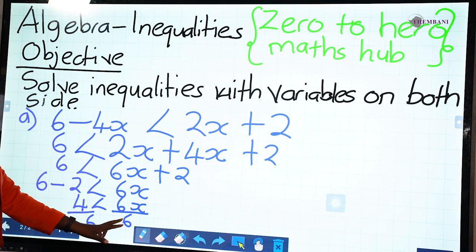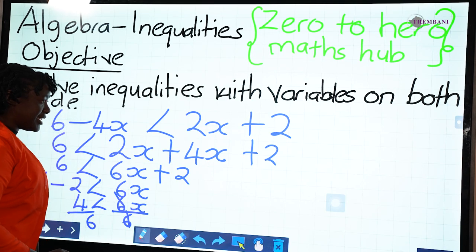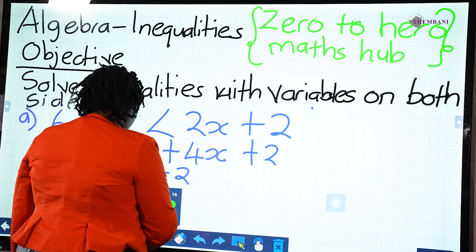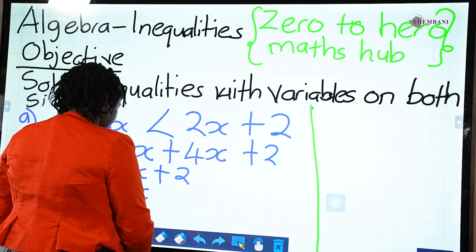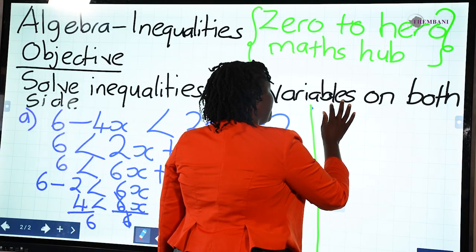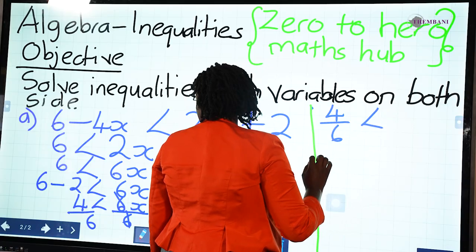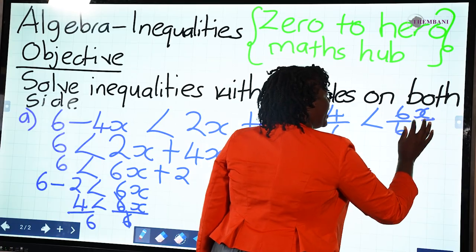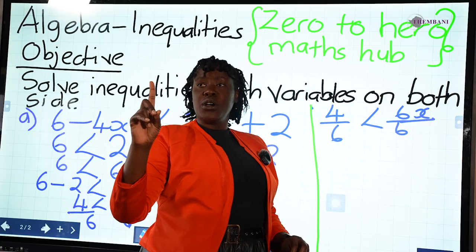And then if I divide 6 into 6, I'm going to get 1. So this 6 will divide into this 6. I'm going to move the question to this side so that we will see what we are doing. I'm going to divide using this green ink and then go to my question. Remember, we are on 4 over 6 is less than 6 over 6, where we also have an x here. But we have divided this 6 into this 6 and we managed to get 1.